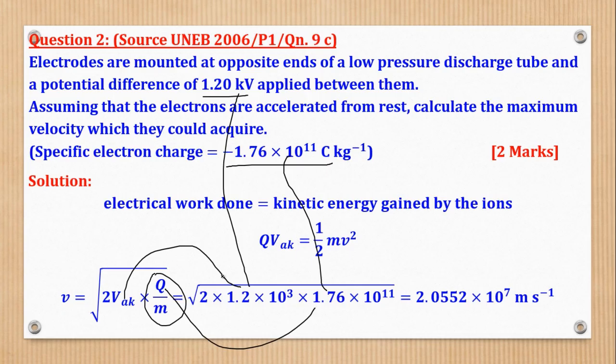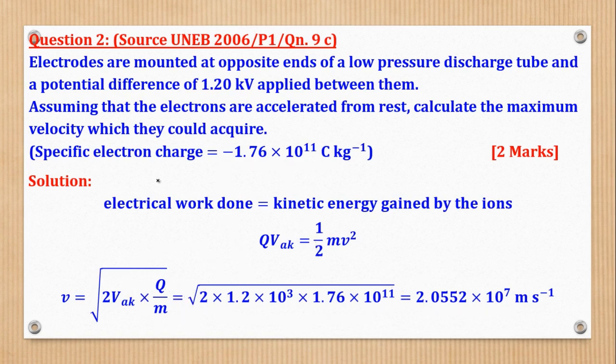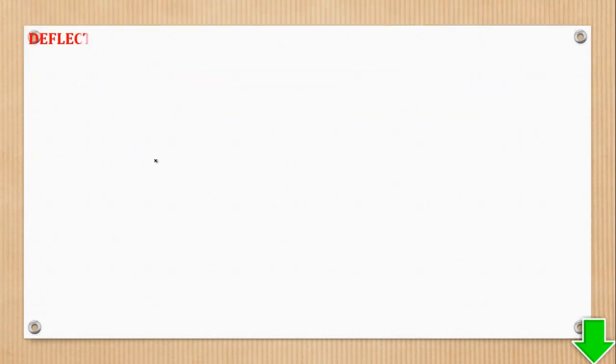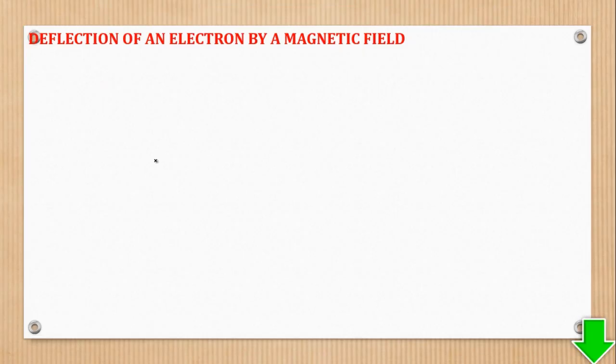So we shall ignore the negative so that we don't get an abnormal value here in the square root. So I'll just use the magnitude. Now when I use a calculator, the whole of this will give me this as the velocity or the maximum velocity. And that's what they wanted. So you have dealt now with the speed of an electron.